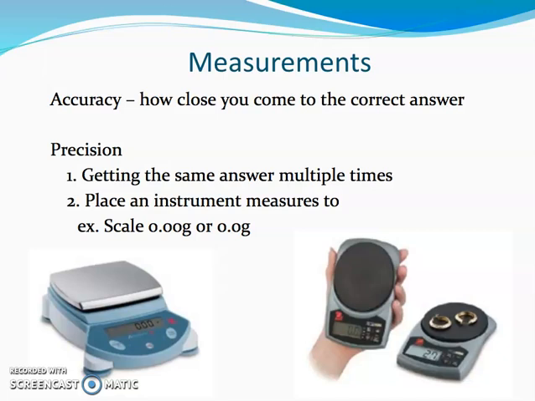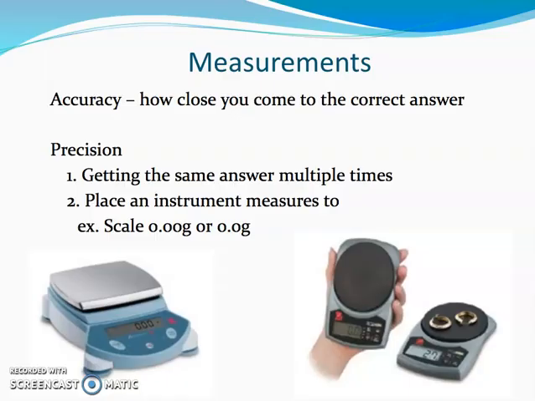So number one is being able to get the same answer multiple times. And that's important in science because we want to make sure that if we take the mass of something, the mass of that isn't changing. Or that, if the same person were to take the mass, they would get the same mass. But the other important definition, and again, both are important, is the place an instrument measures to.